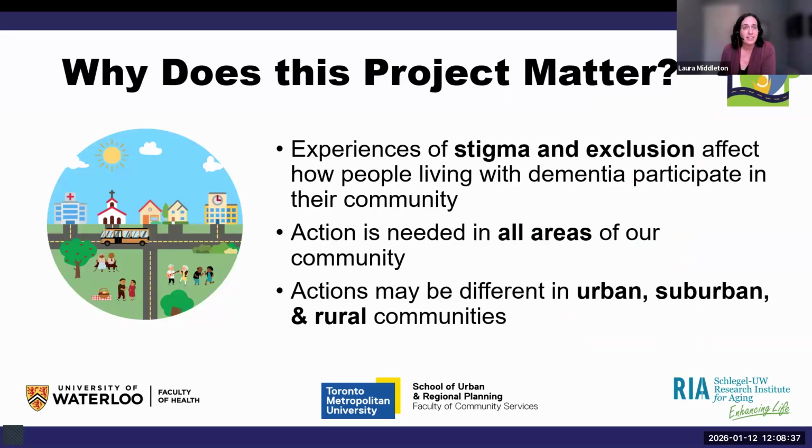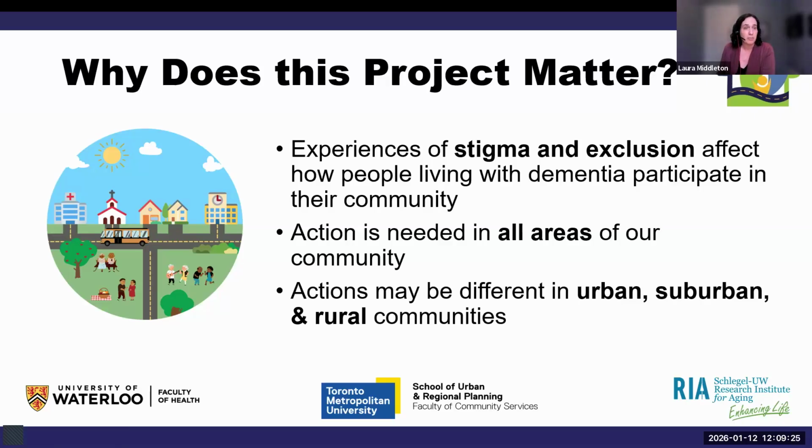And so inherently, why does this project matter? Well, experiences of stigma and exclusion remain common in our communities and influence how people living with dementia can participate. To truly move from stigma and exclusion to inclusion and participation, we need action on all levels of our community, from the knowledge and experiences of community members to policies and plans that influence how our communities are built and run. These actions are likely to be different depending on our community and neighborhood, especially across urban, suburban, and rural neighborhoods. We thought that was really important to understand these differences in our project.